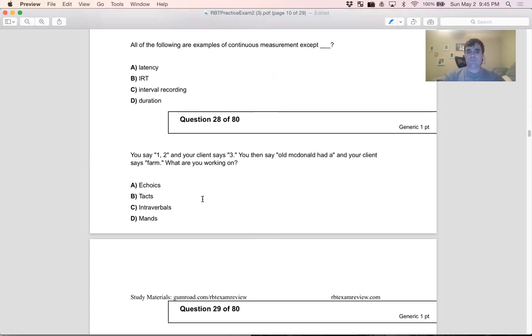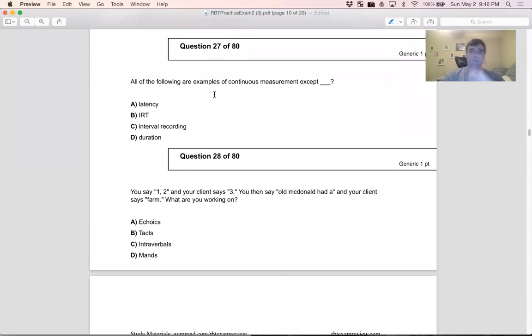Okay, 27. All of the following are examples of continuous measurement, except what? So, what is continuous measurement? If you have my study guide, you should be able to picture it right there at the top, the 5 types of continuous measurement we list. And if you've been studying that study guide, you should be able to rattle them off quickly, right? Continuous measurement is frequency, rate, duration, latency, and IRT. Those are our 5 continuous measurements we talk about.